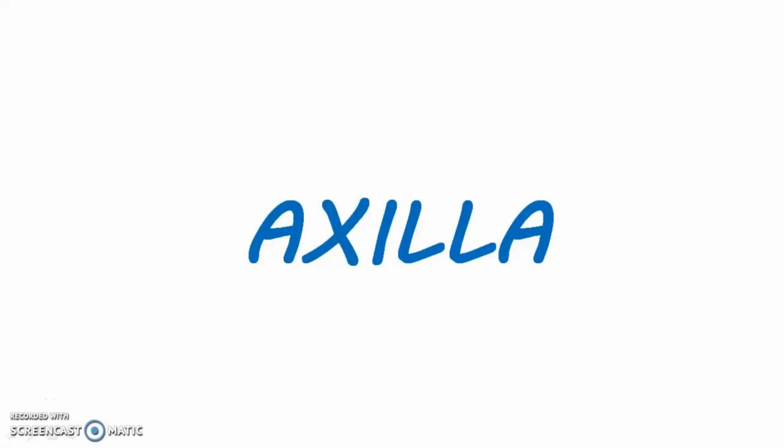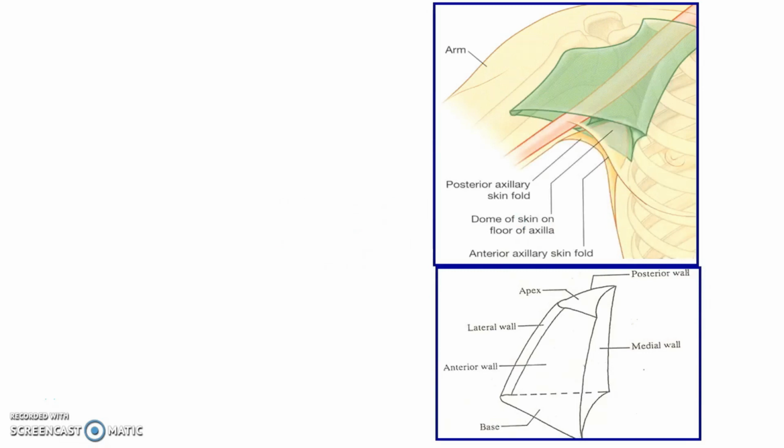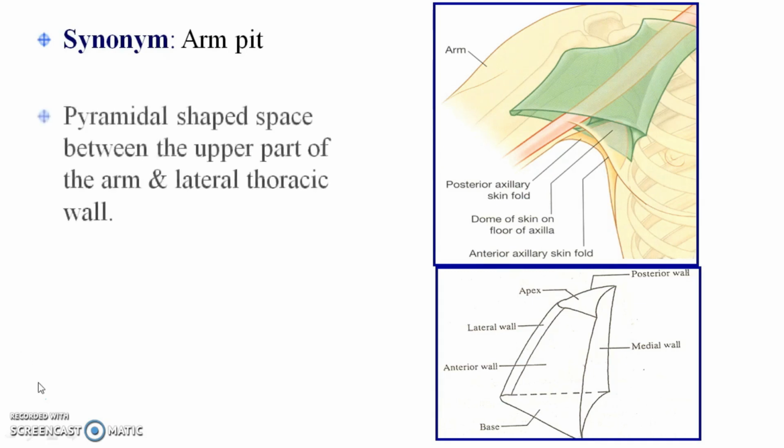Now we will look at the details of axilla region. About axilla, as I said before, it is nothing but armpit. We will call that as armpit region. It is a pyramidal shaped space between the upper part of the arm and the lateral thoracic wall. You can make out clearly in this picture. They have shown with a green color demarcation a truncated portion. That portion is called as axilla, where it is present within the upper part of arm and the lateral thoracic wall. So that region will be called as axilla.